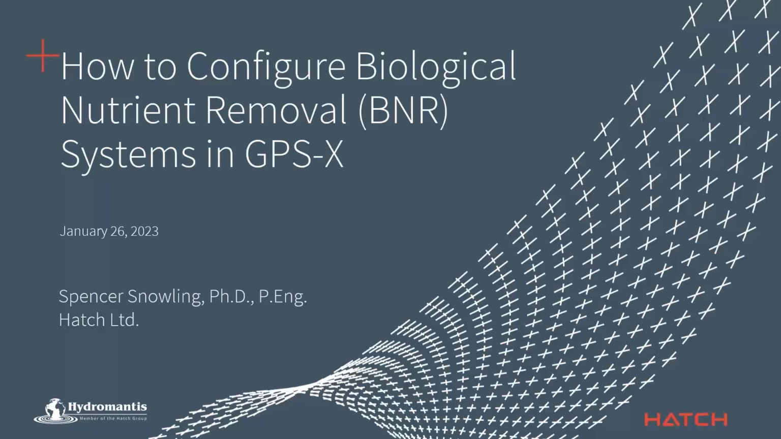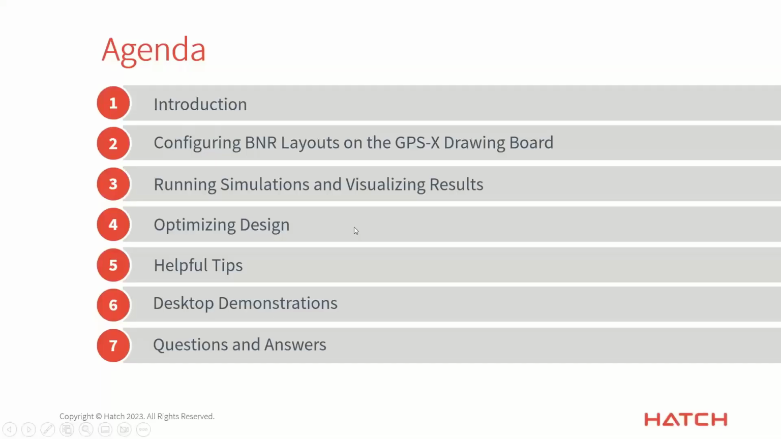So today we're going to be talking about how you configure biological nutrient removal systems in GPSX. It's quite a common thing to model the activated sludge process and to use the models to analyze and optimize BNR systems. But there's a lot of settings to consider, and so we're going to go through a lot of those today. I'm happy that you're able to join us.